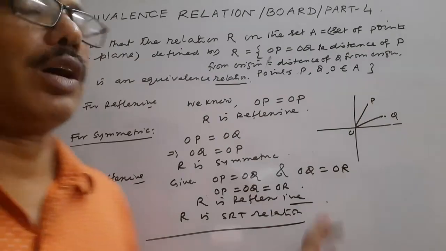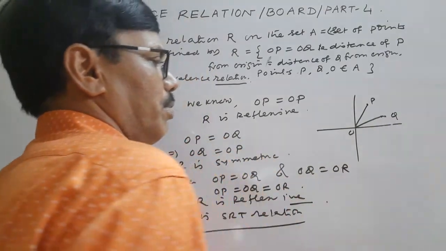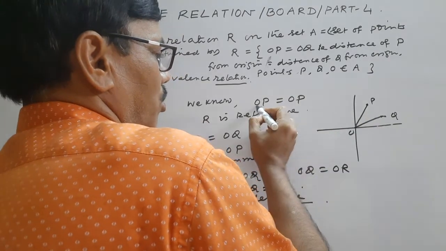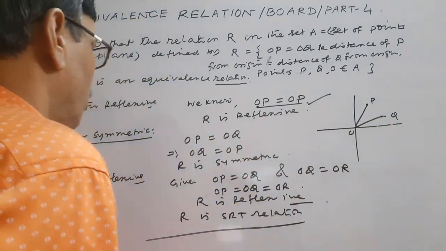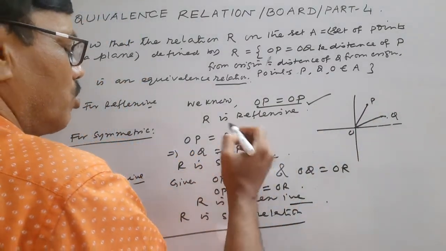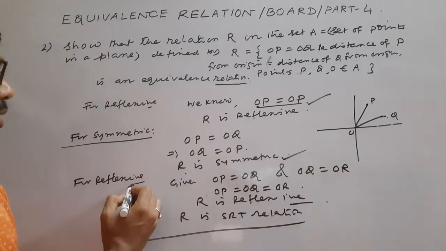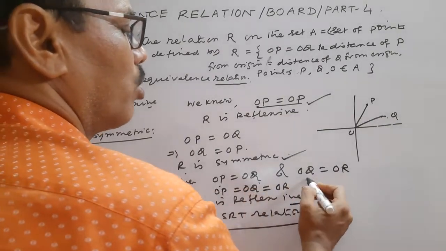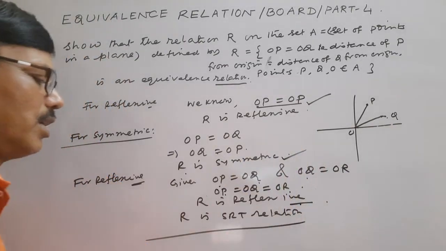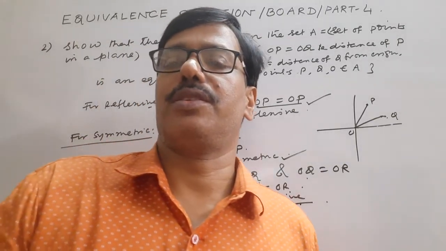So this is the idea of coordinate geometry: OP equals OQ is our given relation. For reflexivity, P and Q coincide, so OP equals OP. It is true. For symmetry, OP equals OQ is given. This implies OQ equals OP, so the converse is also true. So R is symmetric. For transitivity, OP equals OQ and OQ equals OR. From this we get OP equals OR. So R is transitive. So R is reflexive, symmetric, transitive, hence it is an equivalence relation. This is very simple.